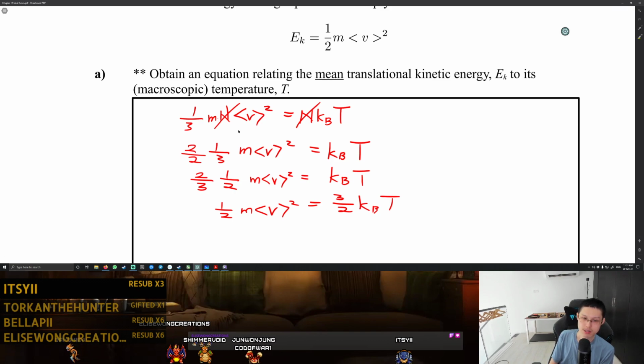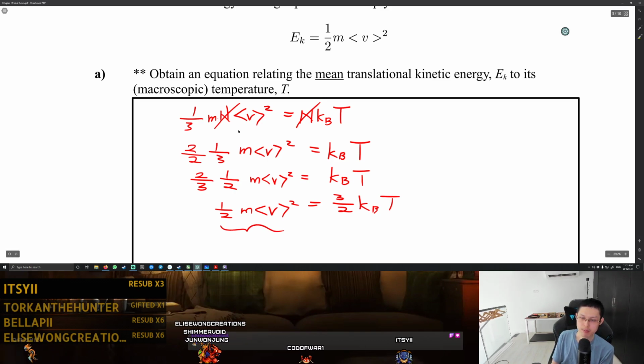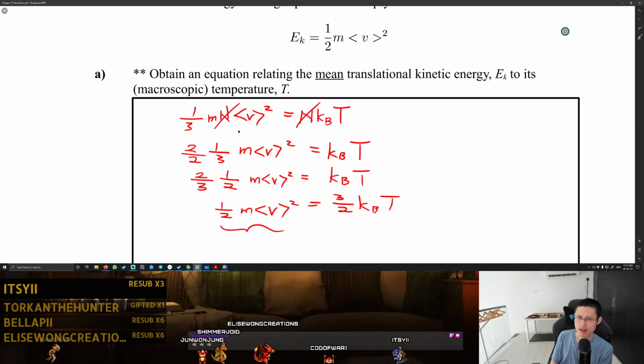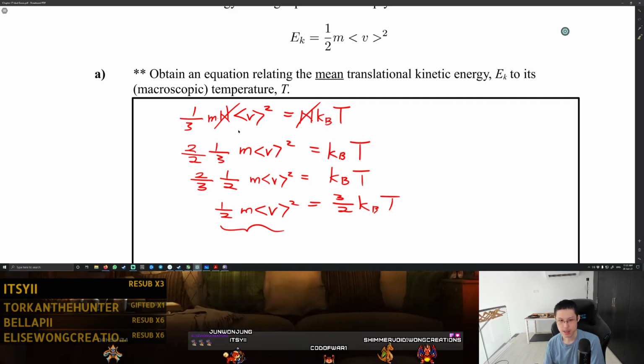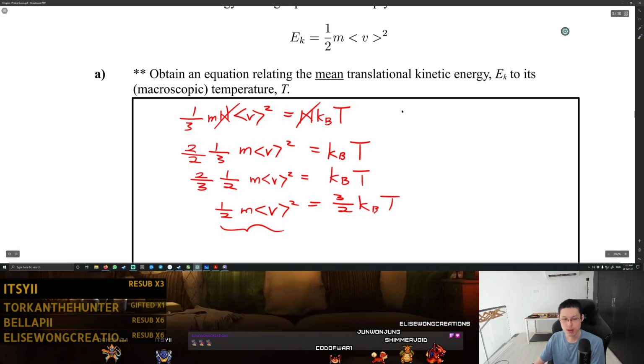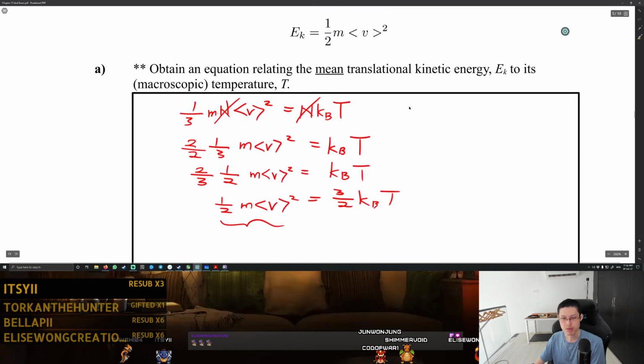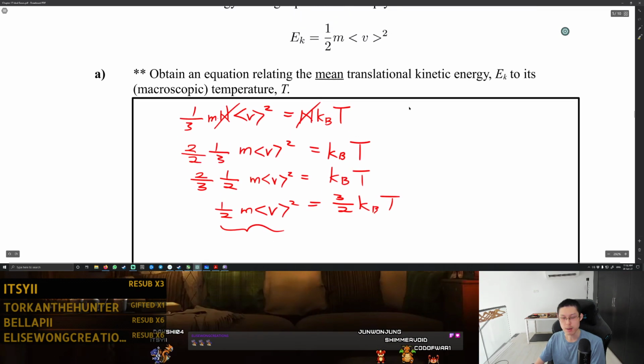Okay, so as you can see here on the left, we have half mv squared. So what does the half mv squared mean? The half mv squared here actually refers to the mean translational kinetic energy of the gas. The m here actually refers to the mass of one particle of the gas.